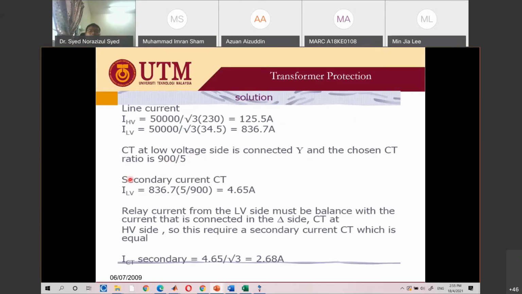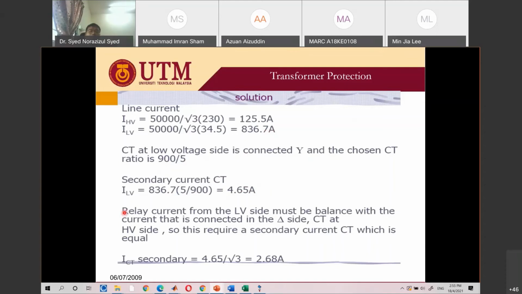Okay, and the secondary current CT ILV is equal to 836.7 times 5 divided by the CT ratio that you choose. If you choose 850, you have to put 850 here. So you get 4.65. So that means even if you have a higher load at 836.7, it's not going to reach the 5 amp. The maximum current that can be reached is only 4.65 amp.